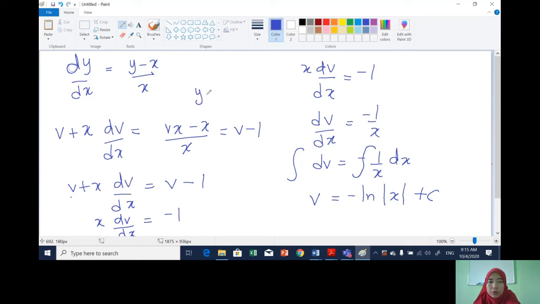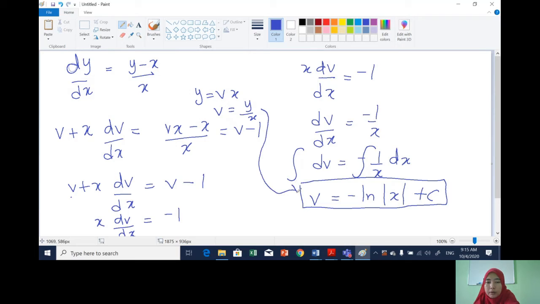Just now we used y equal to vx, so v is equal to y over x. This step is our final integration, but this is not the final answer. This is the answer for the integration. Don't forget to change this v back into y. So we have y over x equal to negative ln x plus c. This is the general solution.